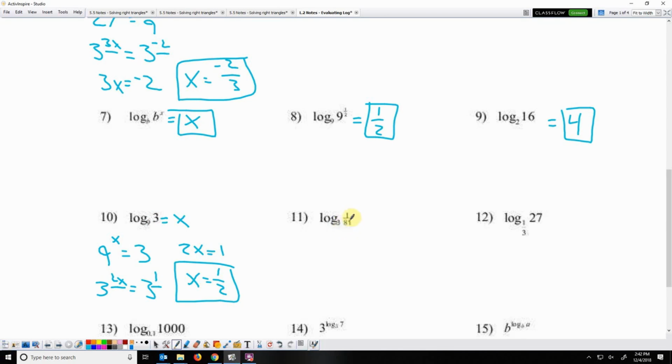3 to what power makes 1 over 81? So the first thing we need to think of is 3 to what power makes 81? Forget about the 1 over 81. 3 to what power makes 81? So we've got 3 times 3 is 9, times 3 is 27, times 3 is 81. So 3 to the 4th power makes 81, which means 3 to the negative 4th power makes 1 over 81.